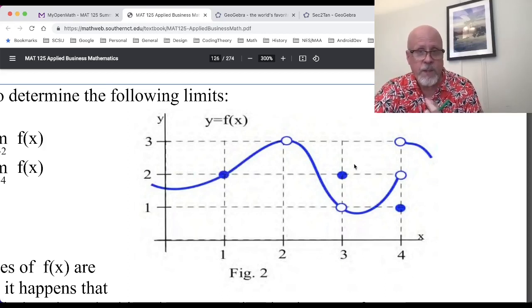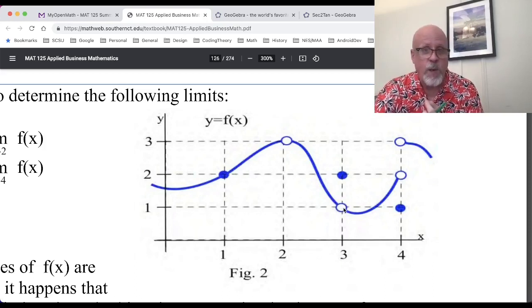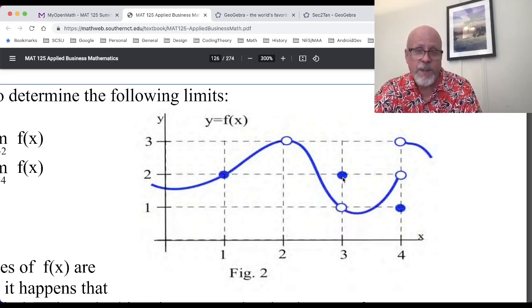Here's case 3. As you approach there, it looks like you're going to fill in this open circle and have a y coordinate of 1. Right? Either from the right or from the left, it looks like you're approaching 1. But when you actually arrive there, you get something different. So that's our case 3.